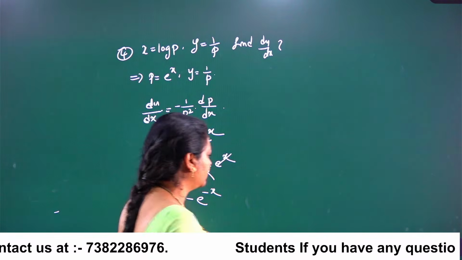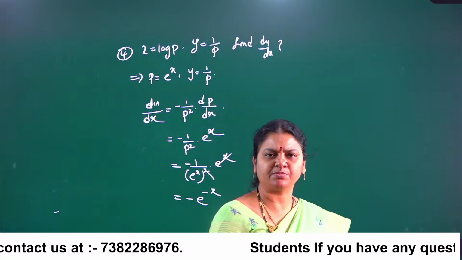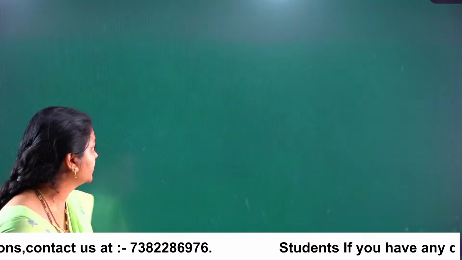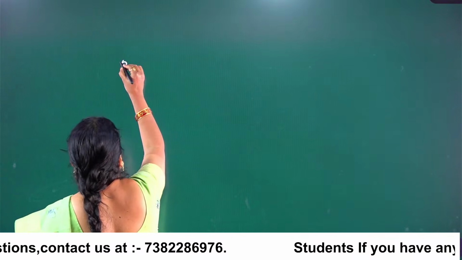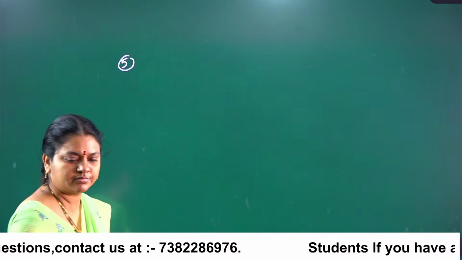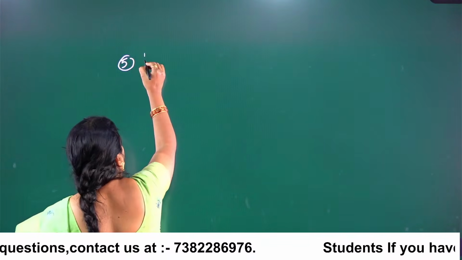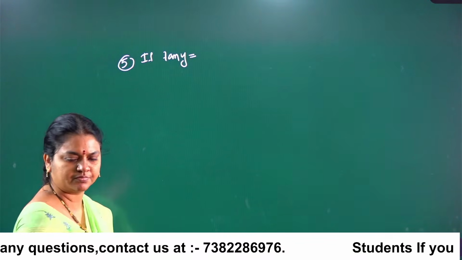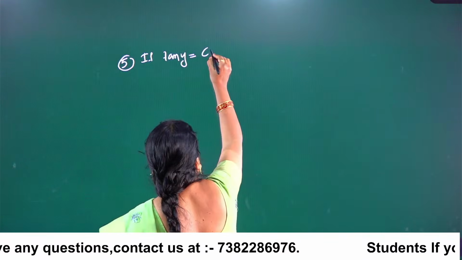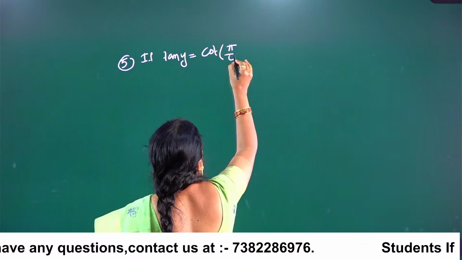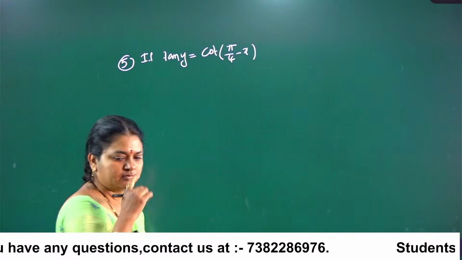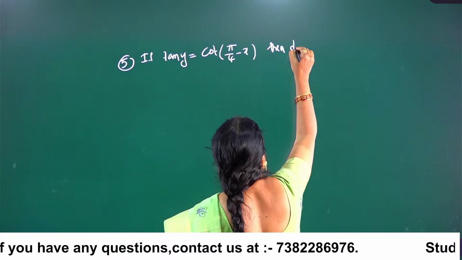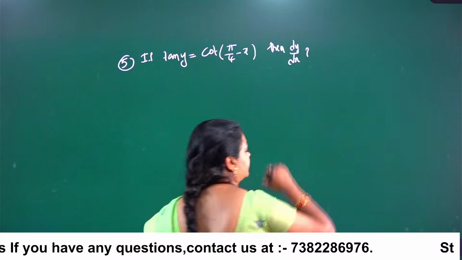We will see one more problem. Same question only, inside question only I am saying. So we'll take, maybe pick the question: if tan y equals cot of (pi by 4 minus x), then find dy by dx.